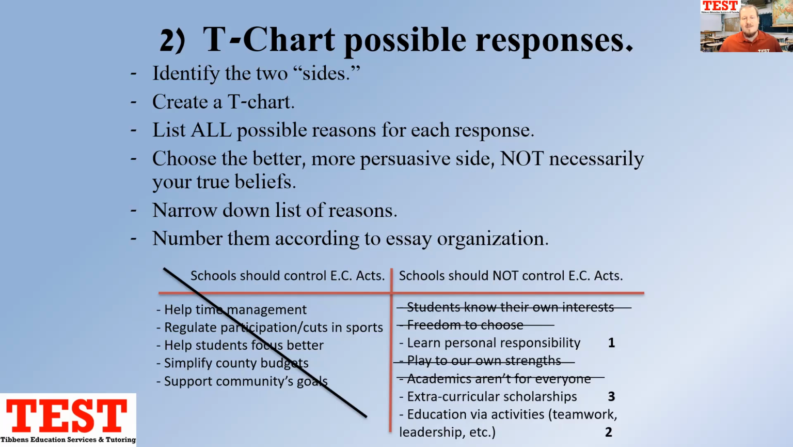Playing to our own strengths is going to be very similar to the student interest. And academics aren't for everyone, just feels kind of weak. We don't maybe all love the same classes in school, but we all should probably be learning at least some of this content. So I don't think I can write that paragraph well, or even if I can, I don't think it's going to convince my audience.